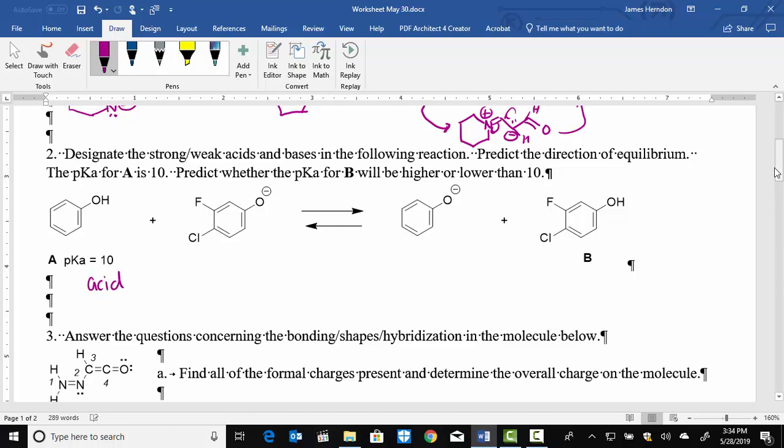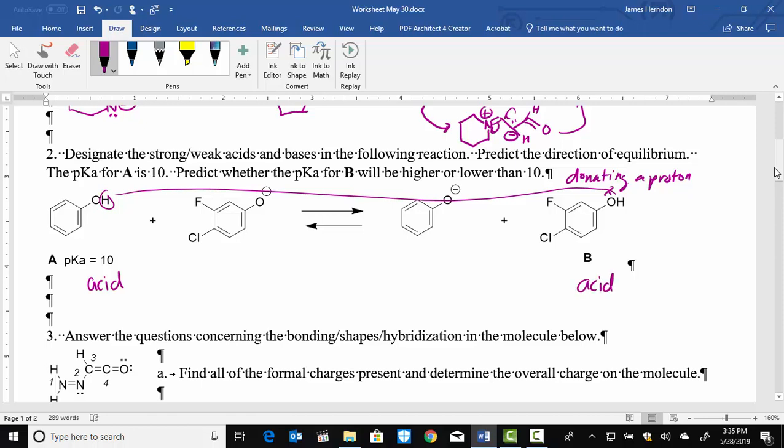It's giving up its proton to here, so we can see that it's donating a proton. Okay, and this is also in the reverse reaction. This is donating a proton to this species here to make the phenol. Okay, all right. So this would also be an acid.